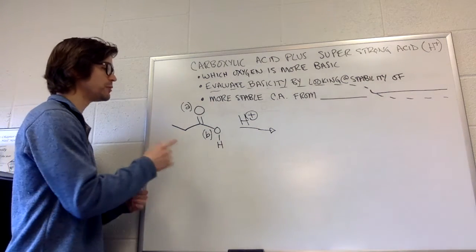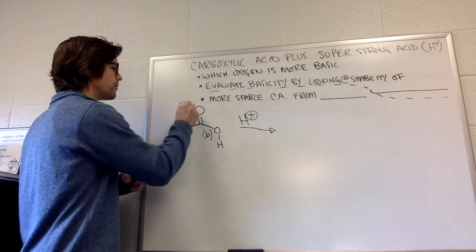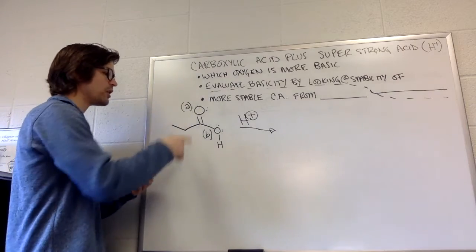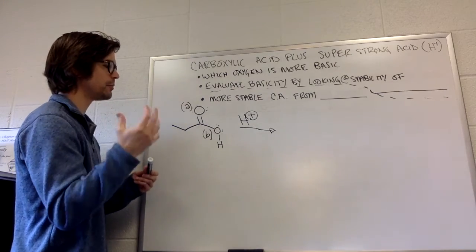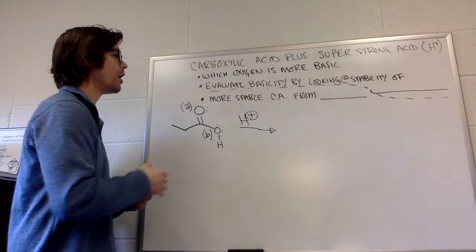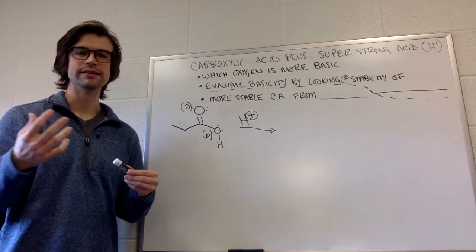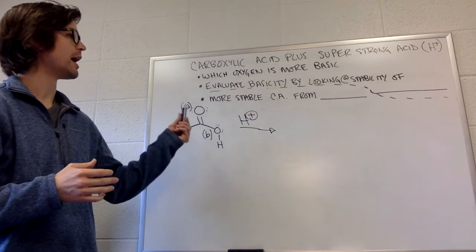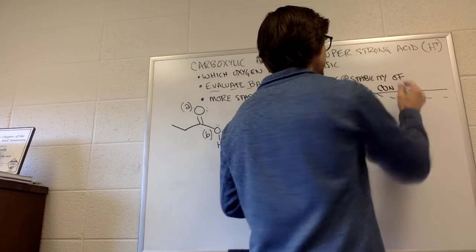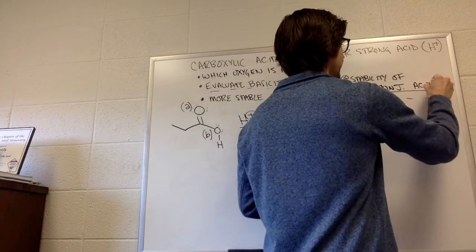But that brings up the question, which oxygen is going to be more basic? Both oxygens have two lone pairs of electrons, right? So is A going to be more active as a base, or is B going to be more active as a base? So which one's going to be more basic? It turns out that we evaluate basicity in the same way that we evaluate acidity. We look at the stability of the conjugate. In this case, we're dealing with a base, so we're looking at the conjugate acid's stability.